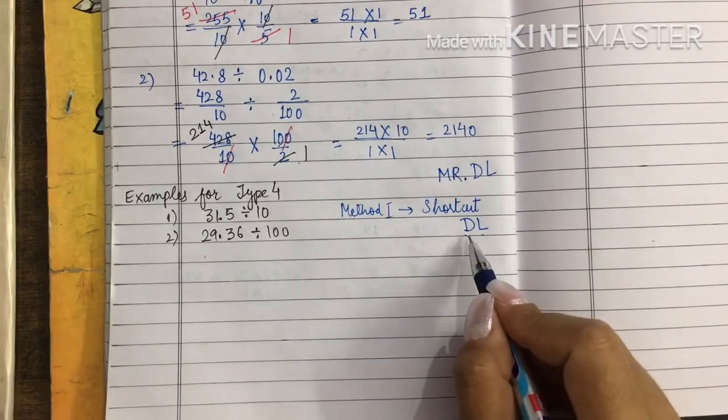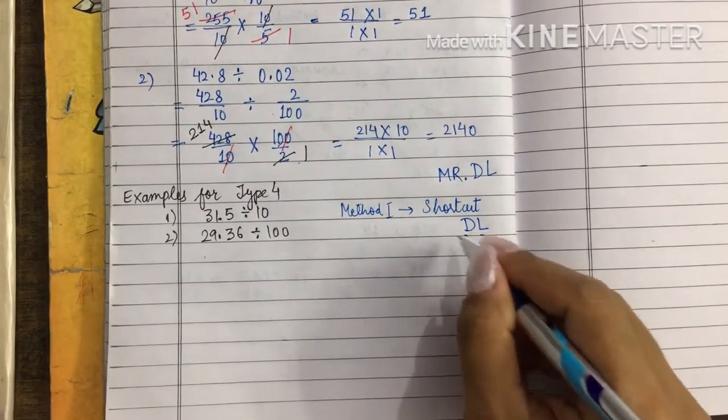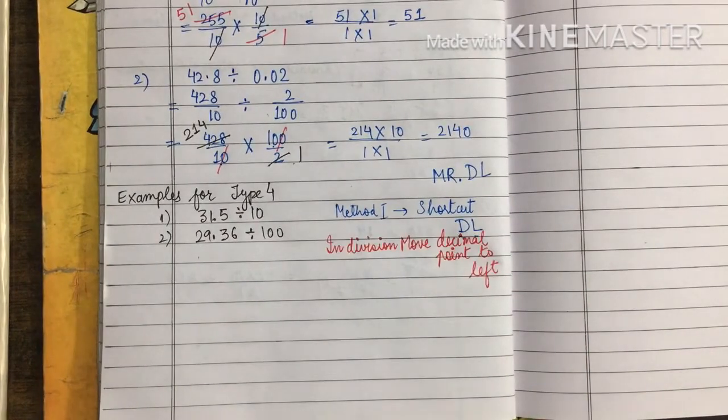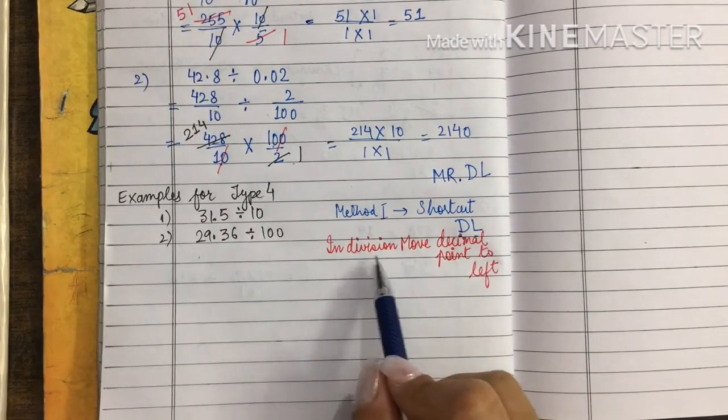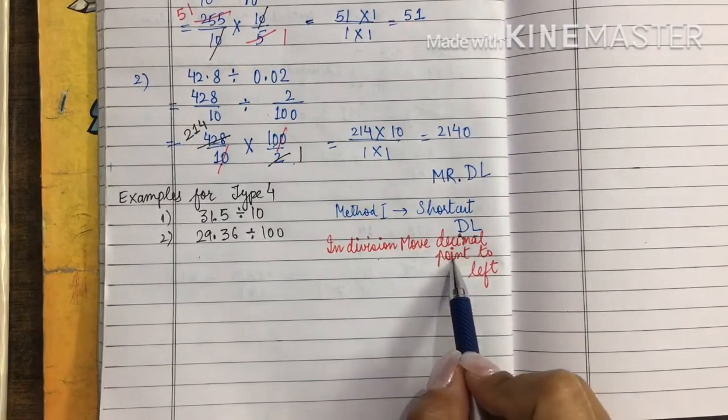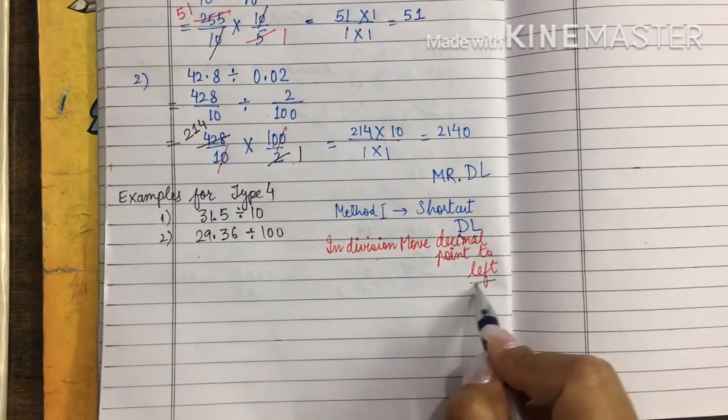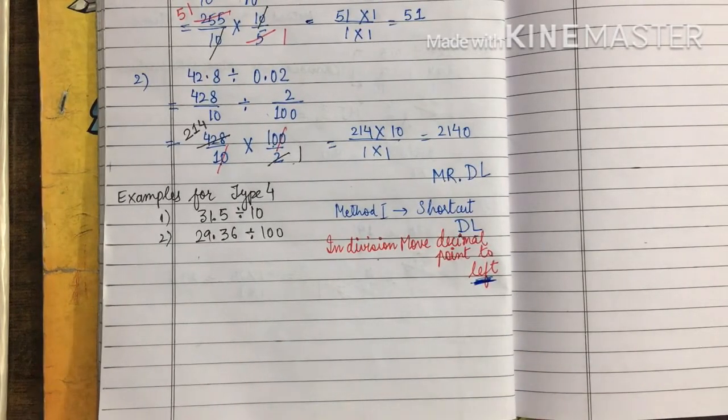What we are going to do is move the decimal to the left. If you want, you can write down for yourself that in division, move the decimal point to the left. How many places you have to go left will depend on the number by which we are dividing. If we are dividing by 10, then we move one place because 10 has one 0. If we are dividing by 100, then we move two places because 100 has two zeros. If we are dividing by 1000, we move three places because 1000 has three zeros.